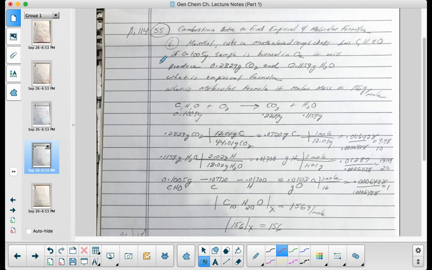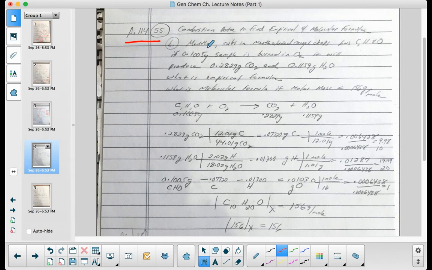All right, back for part 3. So I'm going to walk you through a problem in your problem set on page 114, number 55. Again, I may have assigned this. If I didn't assign this one, I assigned one just like it. So we're going to use combustion data to find empirical and molecular formula.